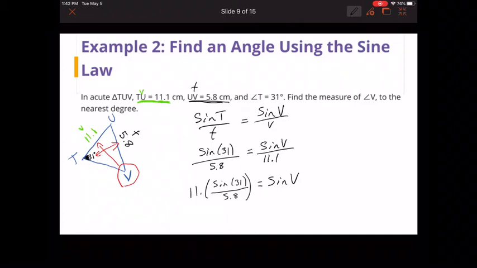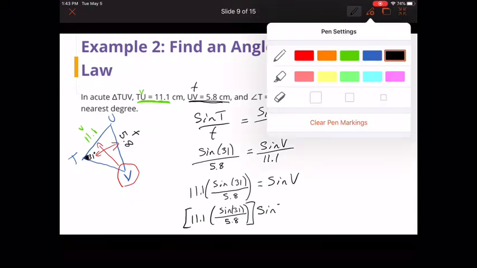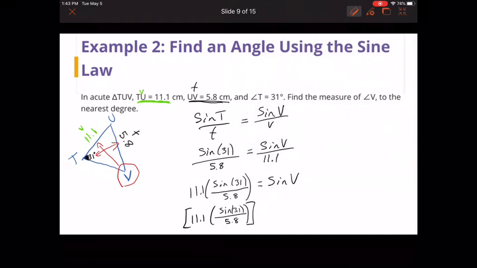We're not trying to find what sine V is, oops, 11.1. We are trying to find what big V is. So 11.1 times sine of 31, and you can do this in little steps as well and figure out what that is. Make sure you are not rounding. Use at least 4 decimal places at this point, because if you're rounding too much, you're going to end up with an incorrect answer at the end. So the more digits you use, the better.